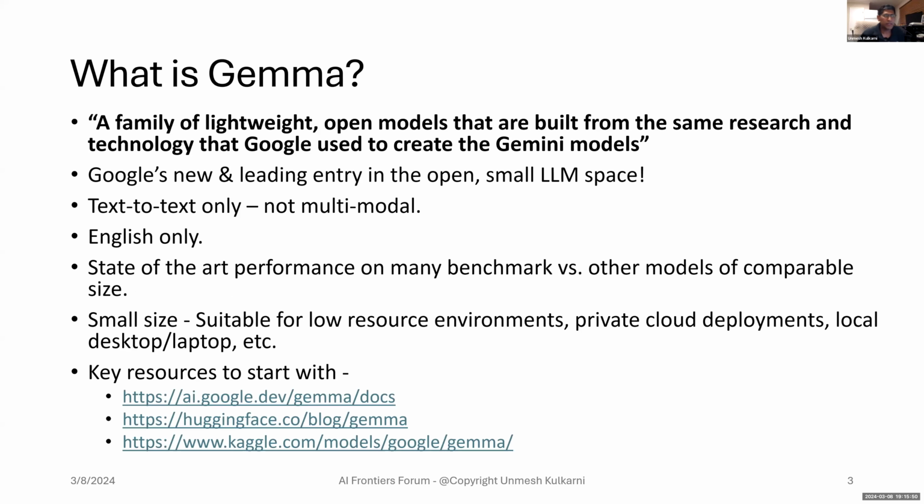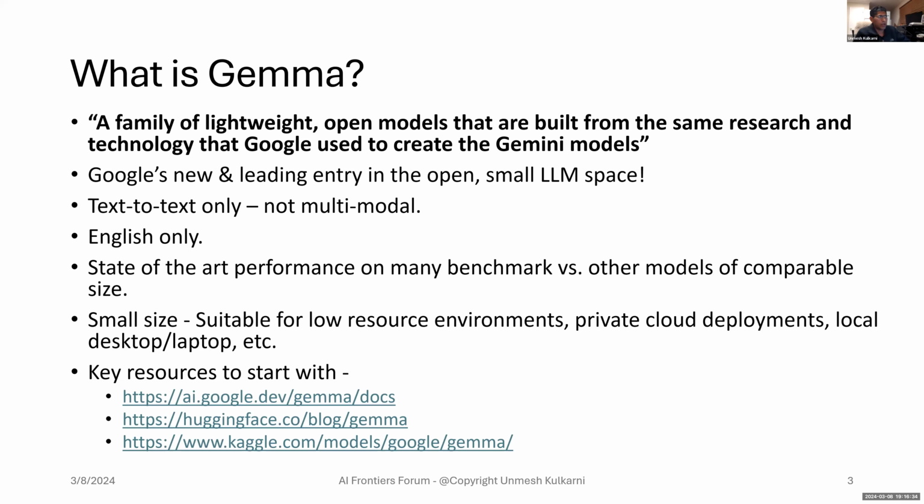So let's dive in. What is Gemma? Gemma is a family of lightweight open models that are built from the same research and technology that Google used to create the models called Gemini. Gemini is one of the most powerful model families out there right now, with Gemini Pro and Ultra, and the same technology was used to create Gemma. So what's the difference? While Gemini is a very, very large, massive model, this family called Gemma is basically a miniature version of it. It's the same or similar technology, but this is an entrant into the small LLM space.